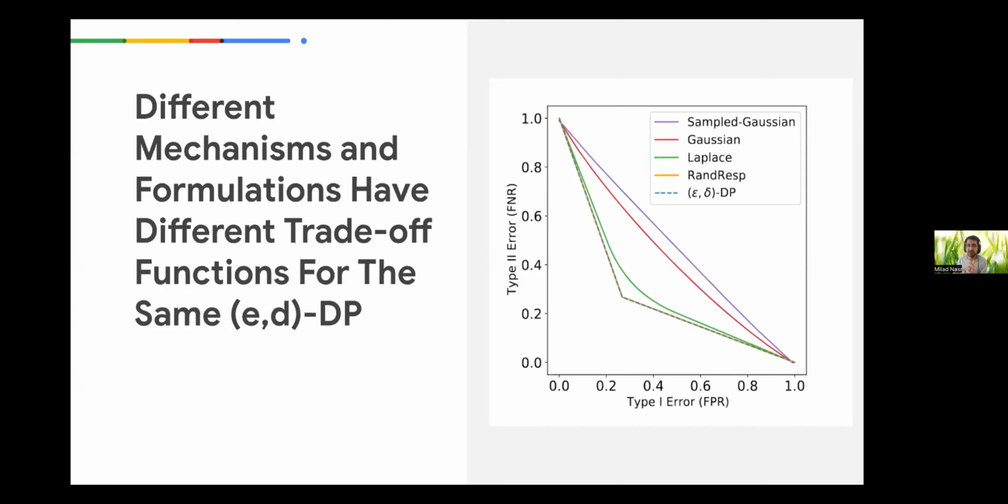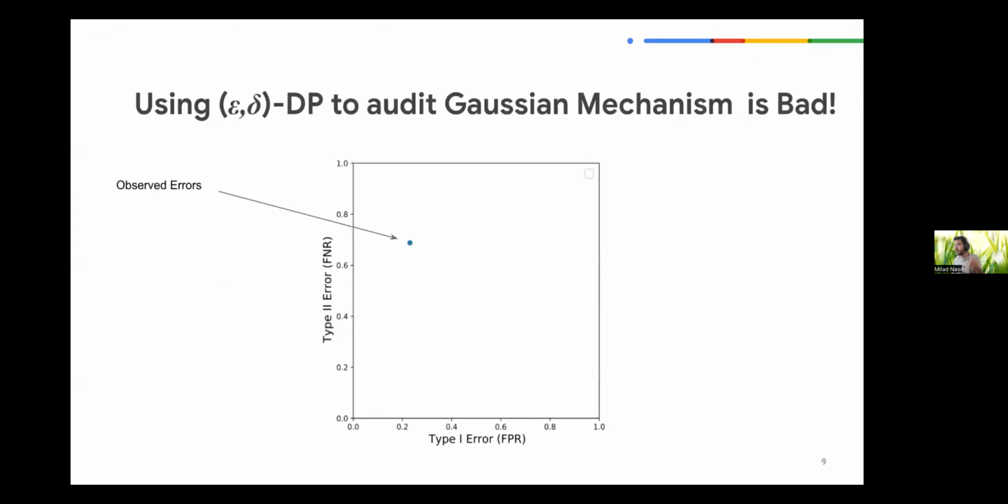So up until now, everyone that wanted to audit DP just looked at epsilon delta DP and tried to audit the DP HTT using epsilon delta. But we know that the mechanism used in DP HTT is Gaussian. So how does that help us? Okay, let's give an example.